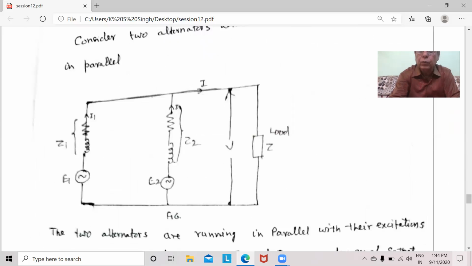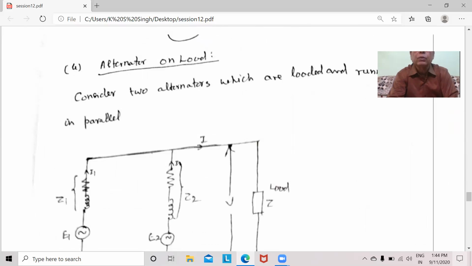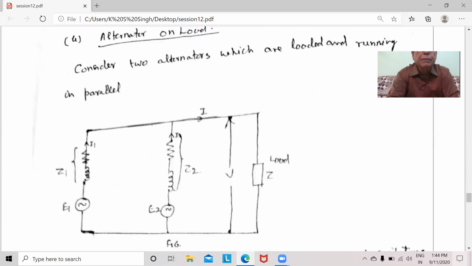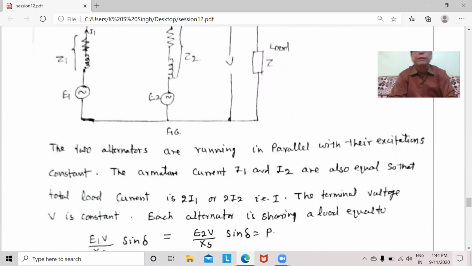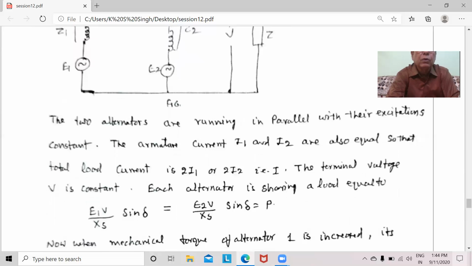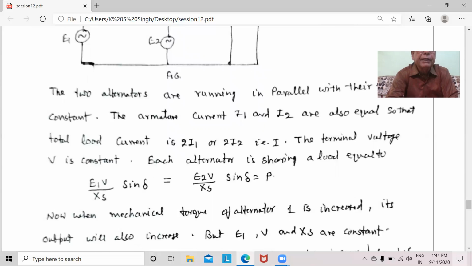When alternators on load are running in parallel with their excitation constant, the armature currents I1 and I2 are also equal, so the total load current is 2I1. The terminal voltage V is constant. Each alternator shares a load equal to E1 V sin delta over Xs, equal to E2 V sin delta over Xs, which is equal to P.